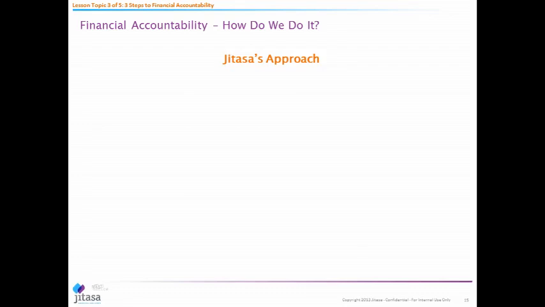So what we're going to switch to now is a conversation around financial accountability. What are 3 steps to financial accountability that a nonprofit could put in place? And as a baseline for that conversation, we're going to talk about the Jitasa approach and how we do it as kind of the guiding conversation or the structure going forward.